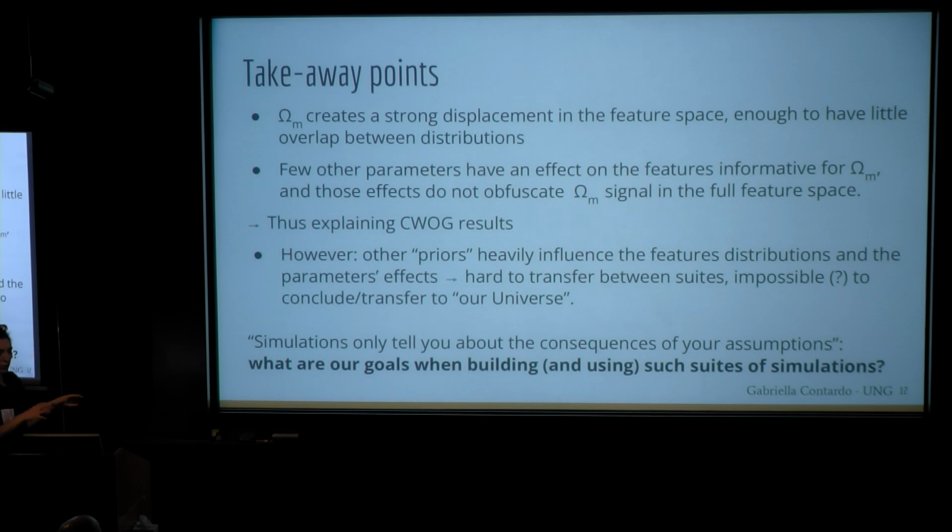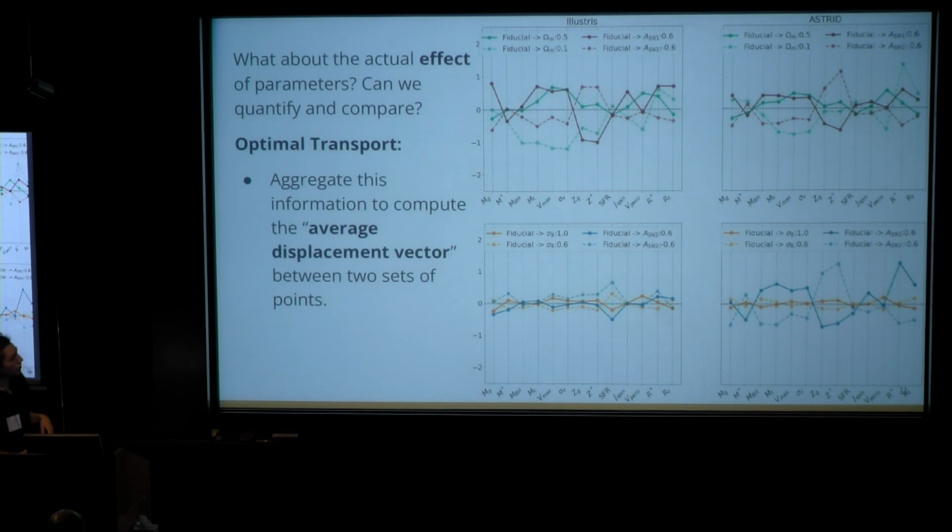On the other hand, a few other parameters do have an effect on the features, especially the ones that are informative for omega matter, but these effects are not strong enough to obfuscate the omega matter signal in this space. So if you really wanted to obfuscate the omega matter signal, you'd have to have other parameters that are stronger along this y-axis.